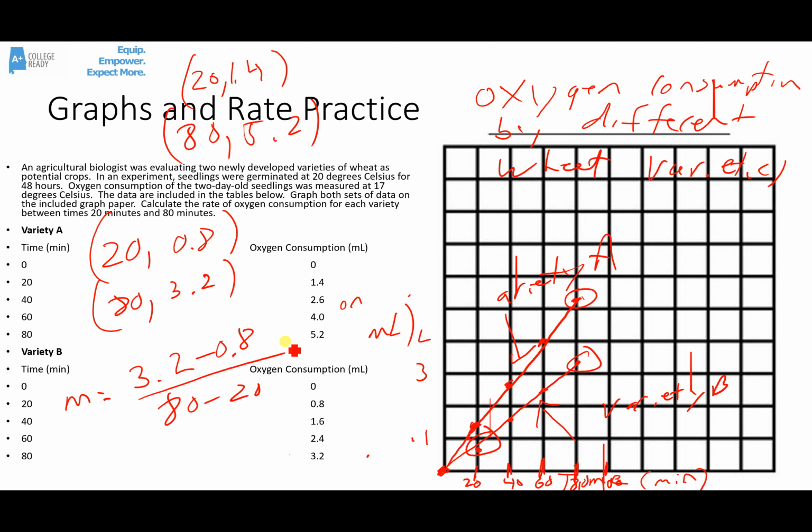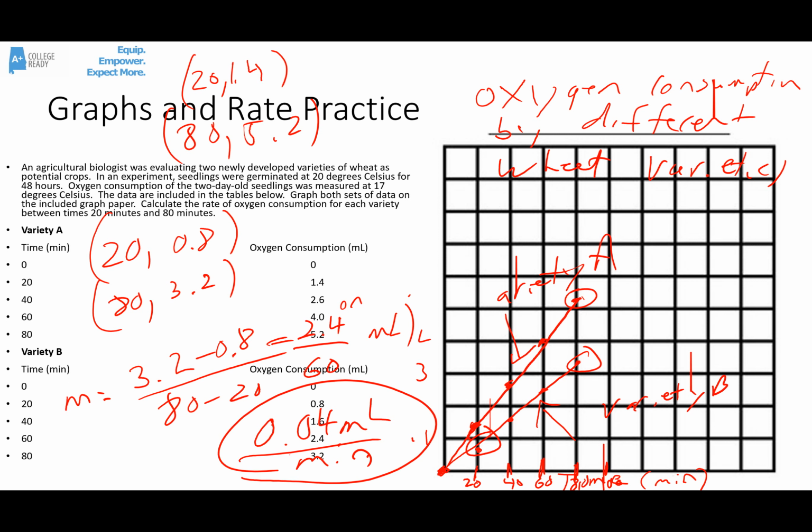So 3.2 minus 0.8 gives us 2.4. On the bottom, we have 80 minus 20 to get 60. If we divide 2.4, the top, by the bottom, 60, we get 0.04. And again, that would be milliliters of oxygen per minute. All right, so that's doing a graph and calculating a rate by calculating a slope.